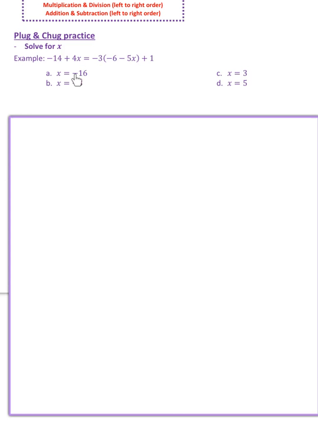All right, so I'm not going to start with the negatives because I don't want to include negatives in this problem. I'm going to go ahead and start with the positives. I'm going to try letter C, which is X equals 3. So everywhere I see an X in the problem, which is right there and right there, I'm going to replace it with a 3.